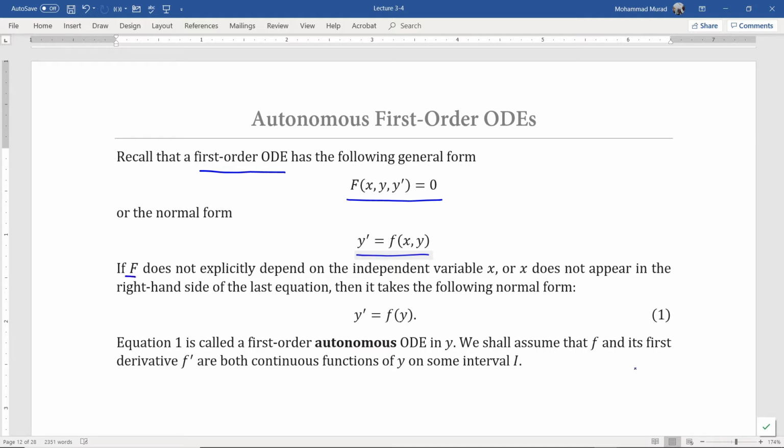If f in the first equation does not explicitly depend on the independent variable x, or x does not appear in the right hand side of the last equation, then it takes the following normal form: y prime equals f of y only. Equation 1 is called a first order autonomous ordinary differential equation in y. We shall assume that f and its first derivative, f prime, are both continuous functions of y on some interval I.